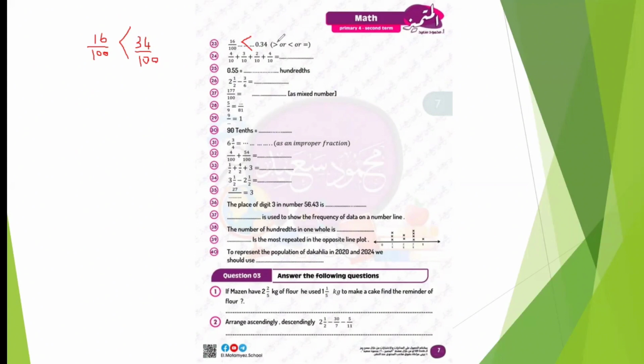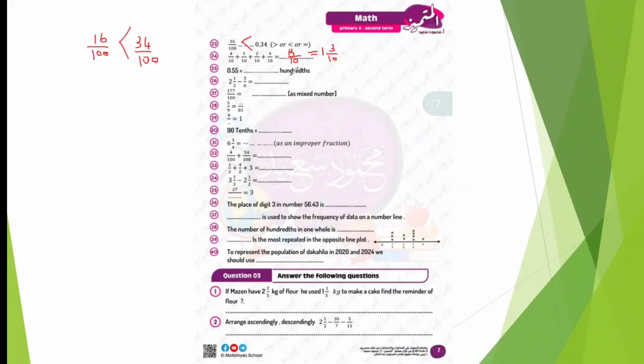24. 4 out of 10 plus 3 out of 10 plus 2 out of 10 plus 4 out of 10. We will write the same denominator, then add: 4 plus 3, 7. 7 plus 2, 9. 9 plus 4, 13. So it's 13 out of 10. If you want to write it as a mixed number, it will be 1 and 3 out of 10.